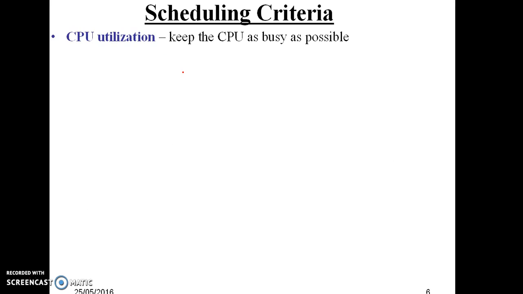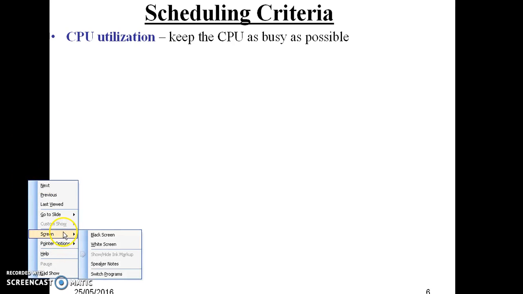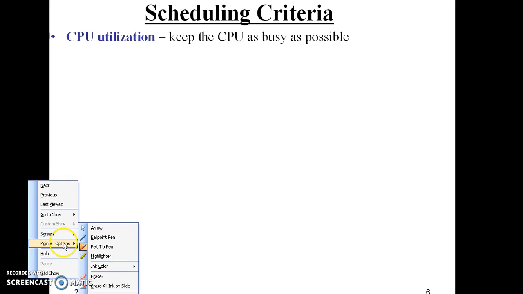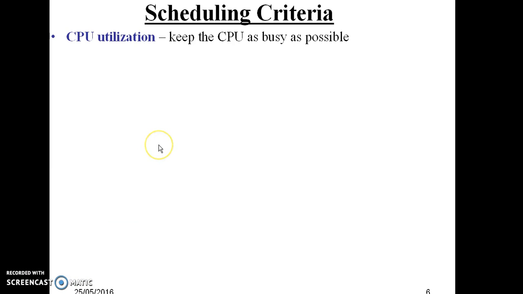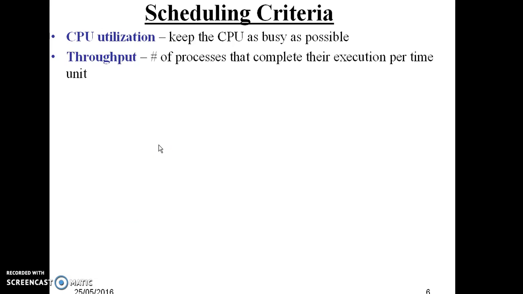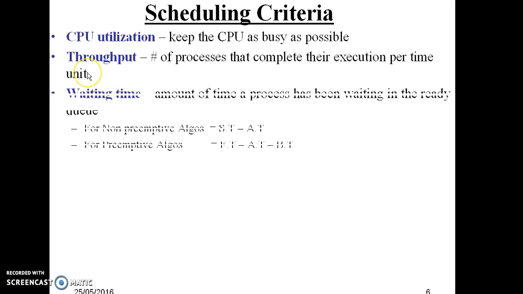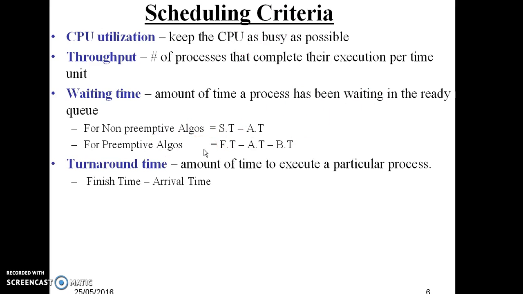Now the different scheduling criteria are there. The first one is the CPU utilization. The CPU should be as busy as possible. And the next criterion is the throughput. Throughput means the number of processes that complete their execution per unit of time. The waiting time is the amount of time a process has to wait in the ready queue. And we are having these formulas for the waiting time.